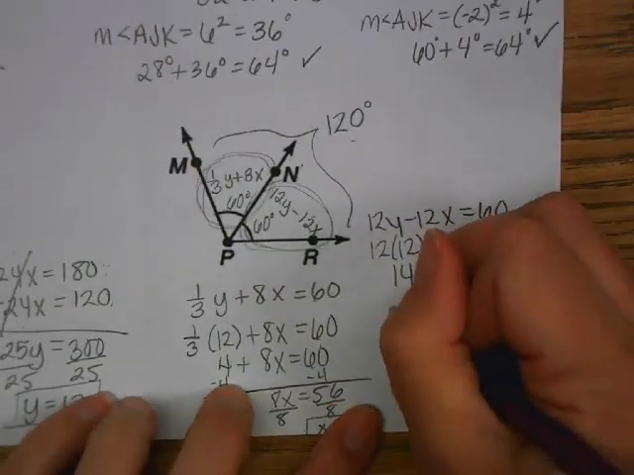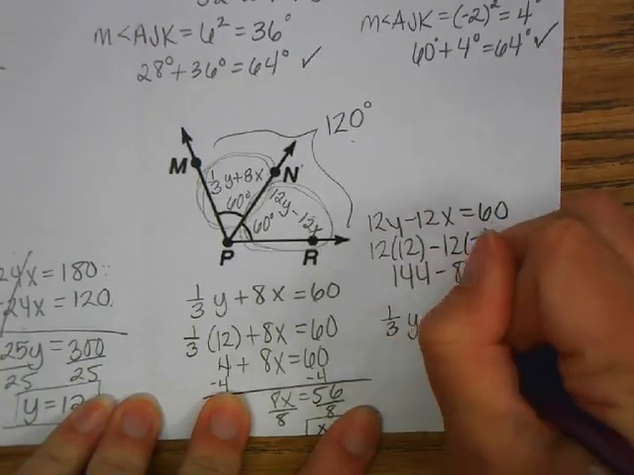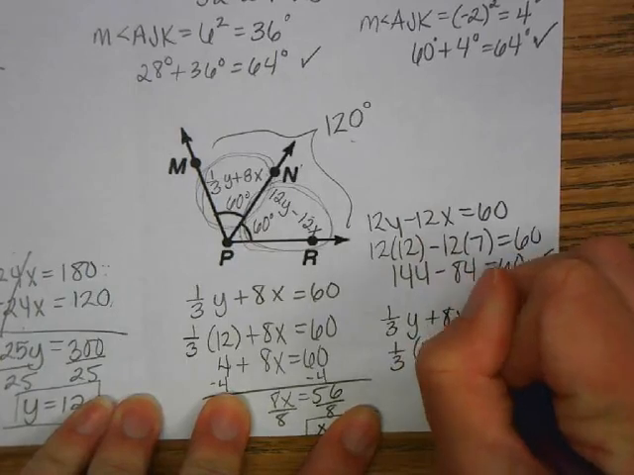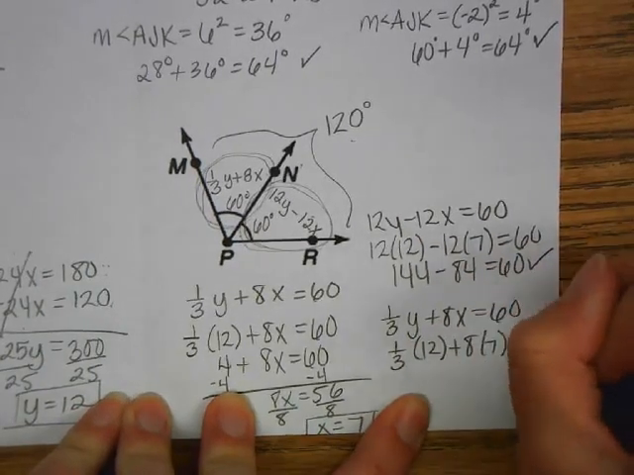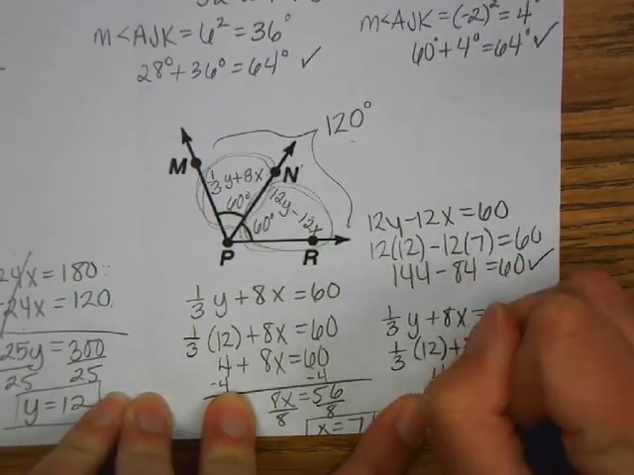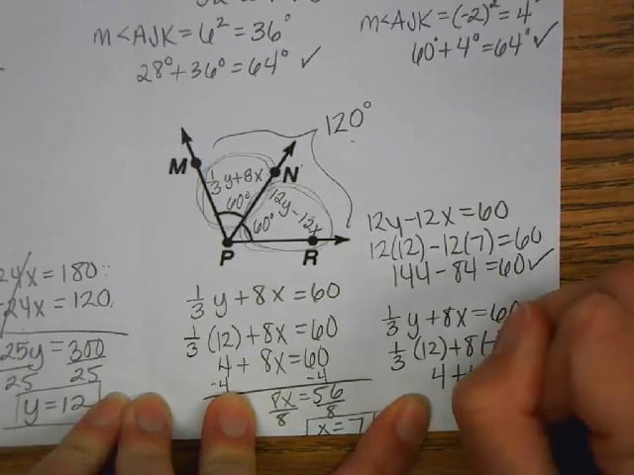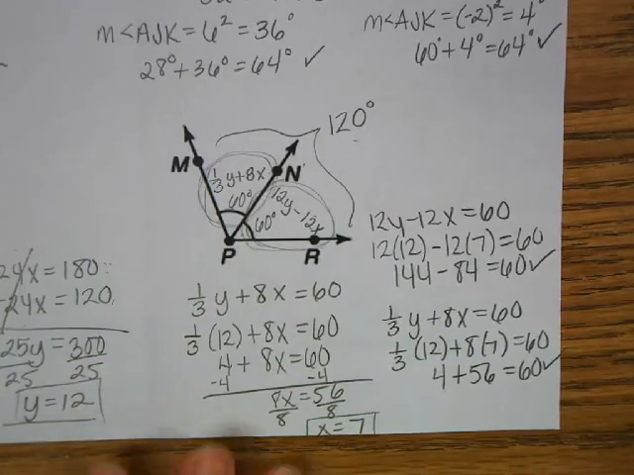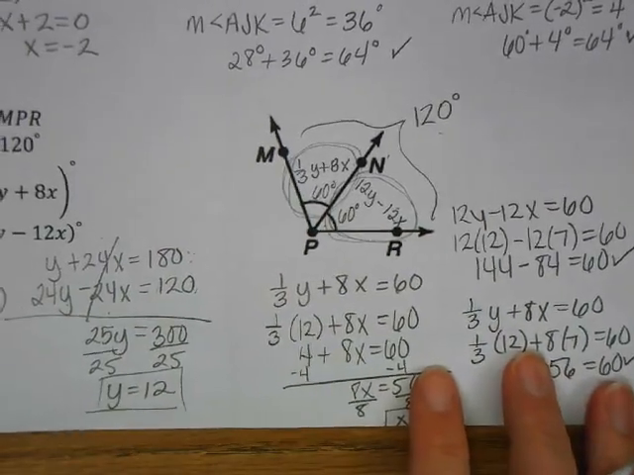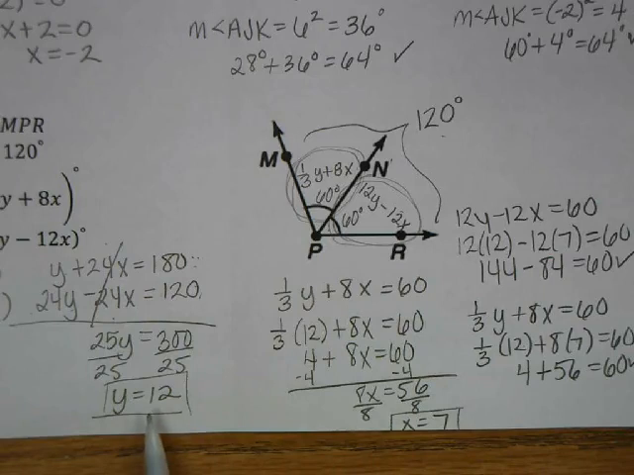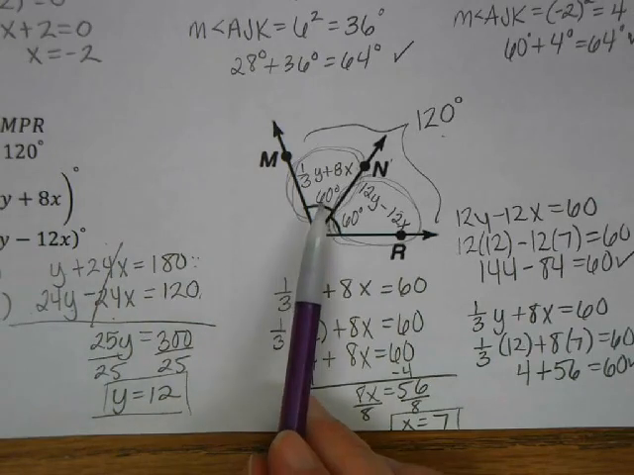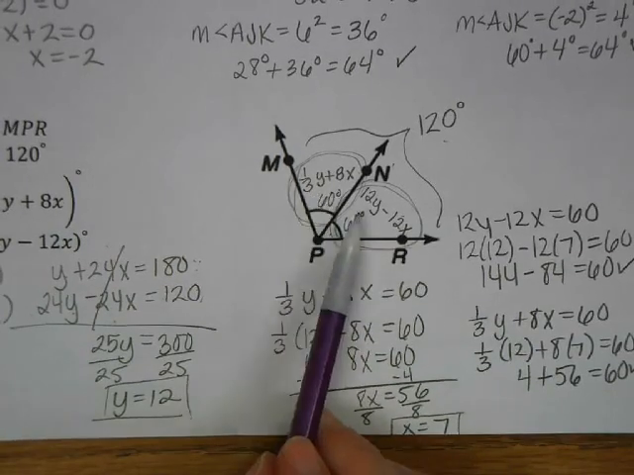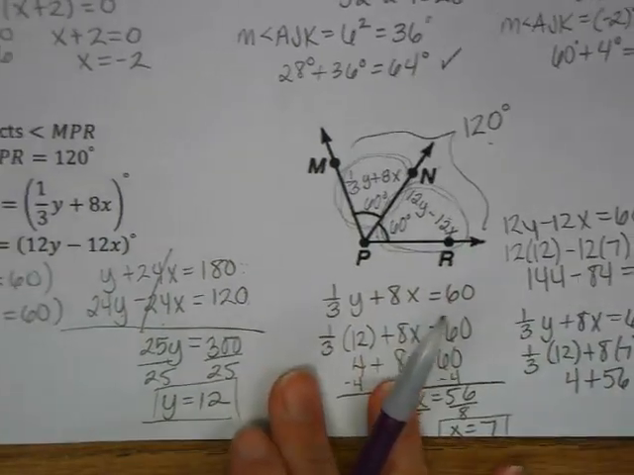And you could also copy down the other equation and just double check your arithmetic. Substitute in 12 for y, 7 for x. So 1/3 of 12 is 4. 8 times 7 is 56. Good. And 4 plus 56 is 60. So that just verifies your answer of x equals 7, y equals 12, because that will give you two congruent angles of 60 degrees, and then 60 plus 60 still gives you the whole angle of 120.